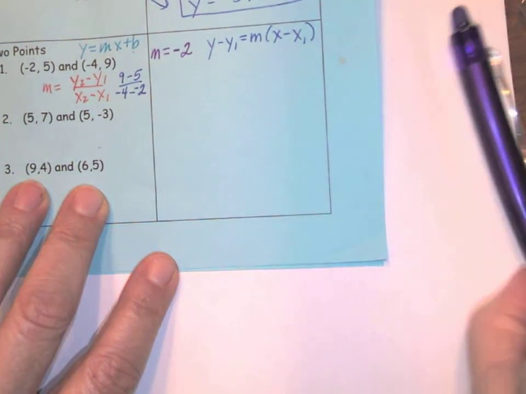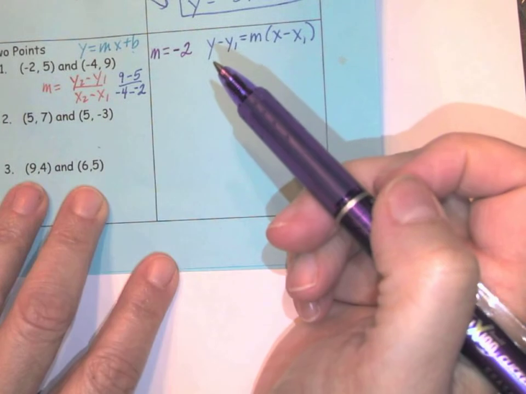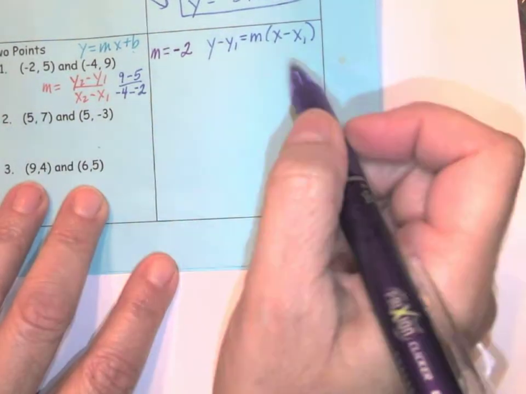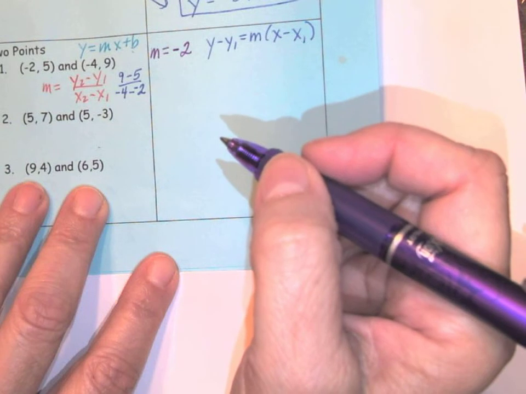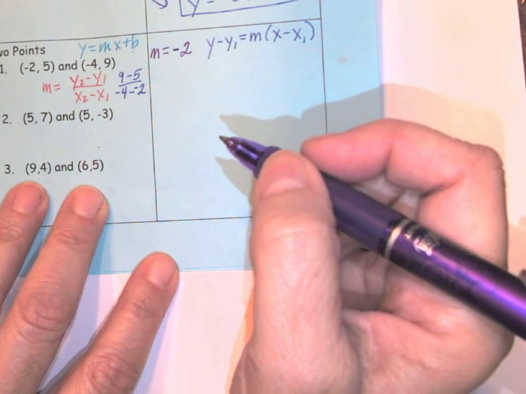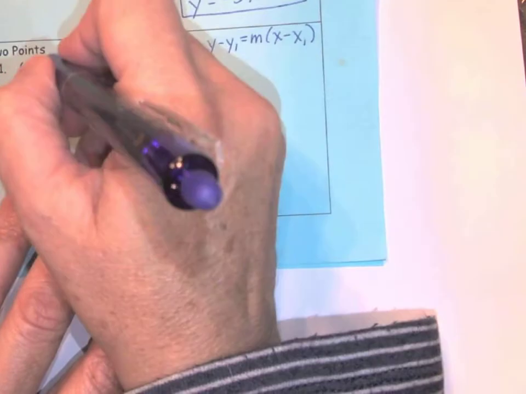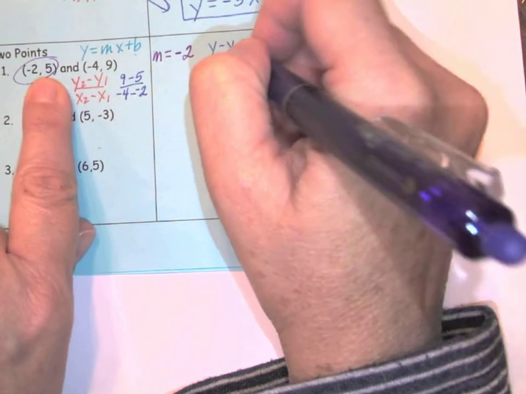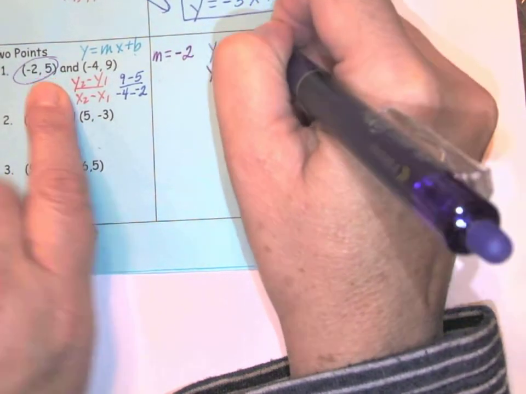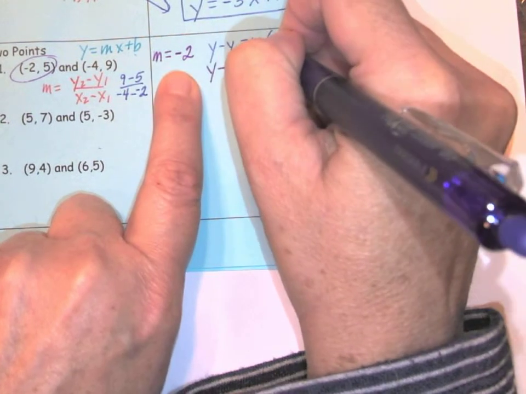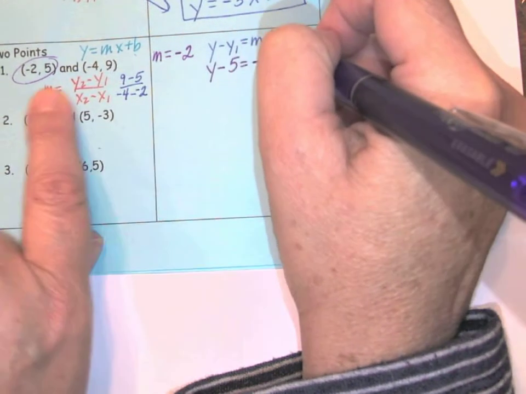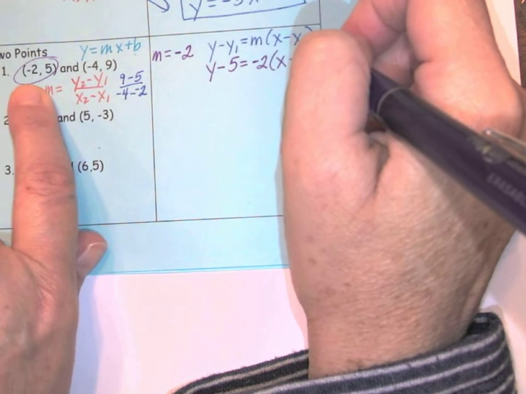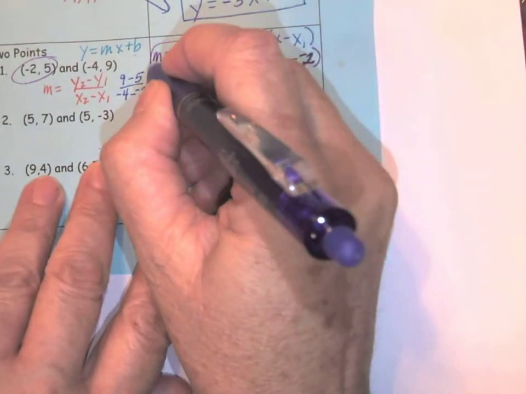Yes, I could. Would it matter which point I use? Well, no, it wouldn't. I could use either point. I promise you, you will get the right answer using either point. I don't care which one you use. So, let's use this one. Like I said, I really don't care which one you use. So y minus, what's the y? 5 equals m, negative 2, times x minus negative 2. Because I'm using this point for the x1, y1, and here's my slope that I already found.